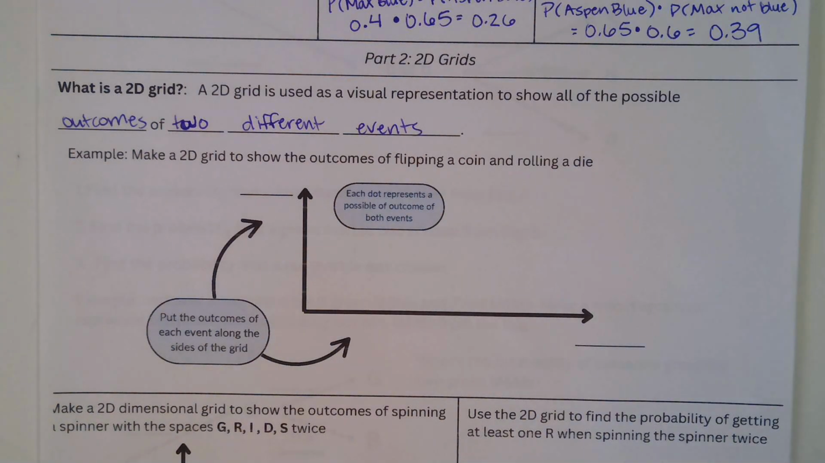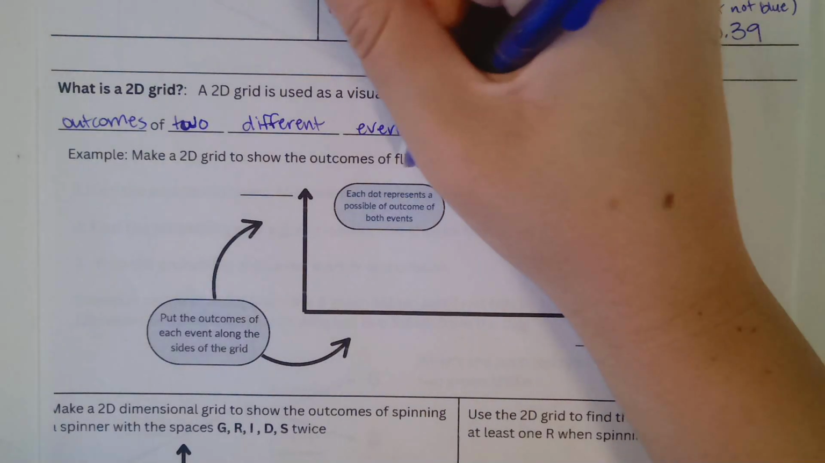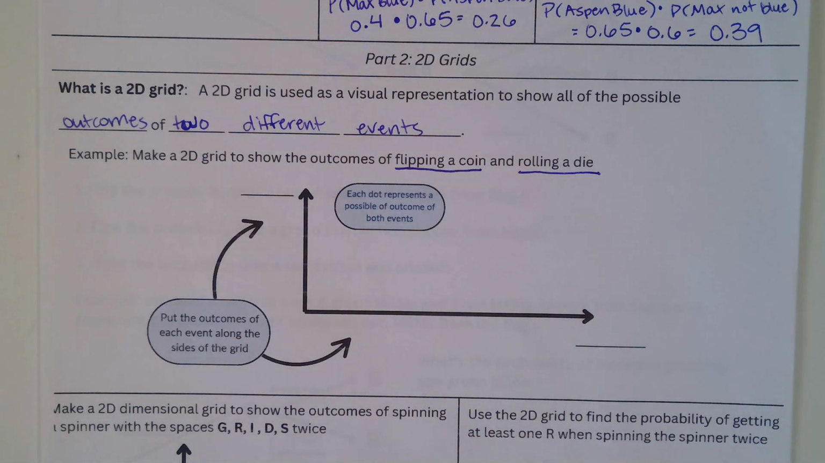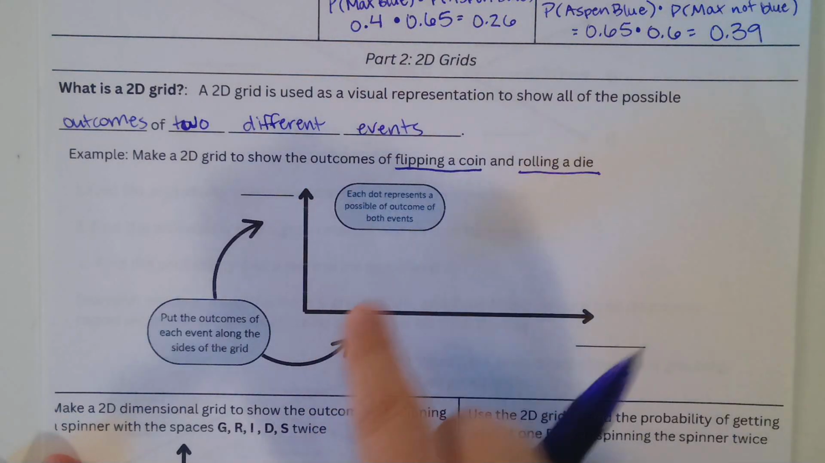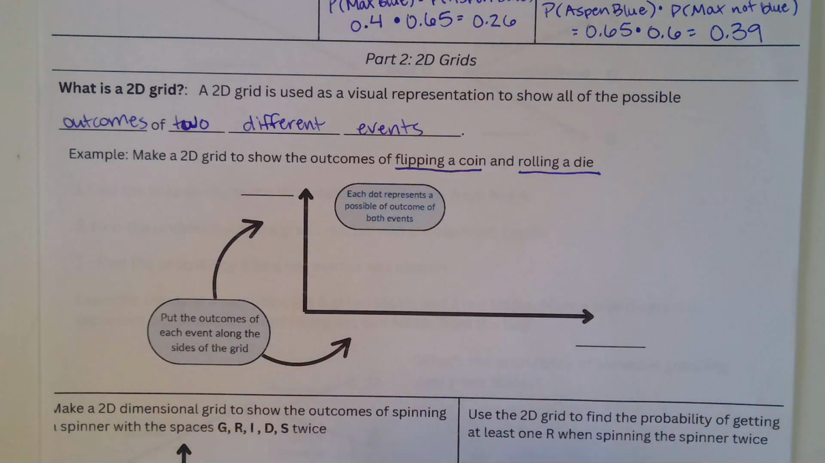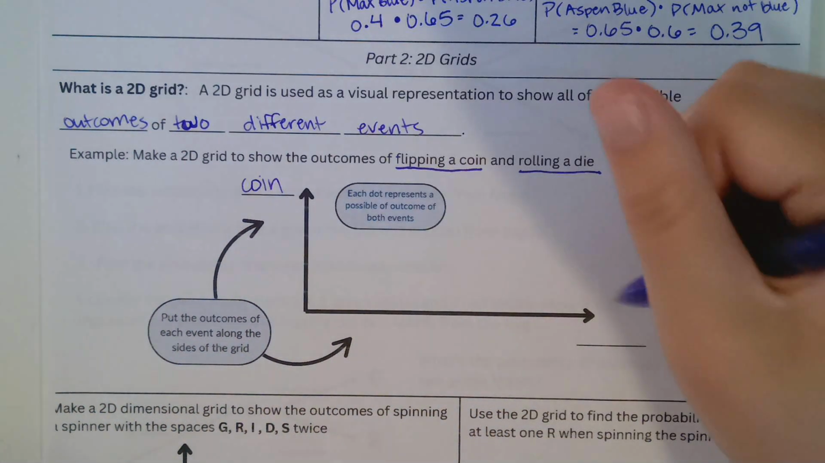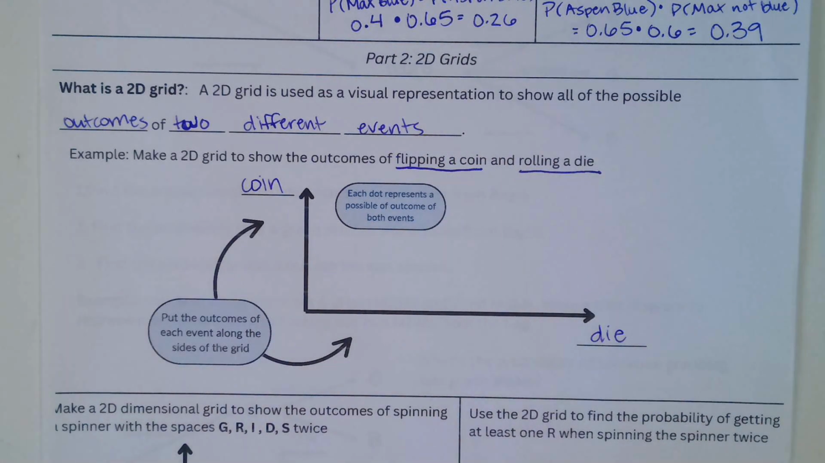So go back to the question. It says make a 2D grid to show the outcomes of flipping a coin and rolling a die. In this case, I'm going to underline the two different things that are happening. We're flipping a coin, we're rolling a die. Those are the two things. From here, I'm going to put those things on either side. So you notice we have an arrow pointing up, an arrow pointing to the side. Those are our axes in this case. I'm going to label each one of them with one of these things. So I'm going to label this one with the coin, and then this one with the die. So we have the coin, we have the die. Those are two separate things that are happening. Those are the individual events.